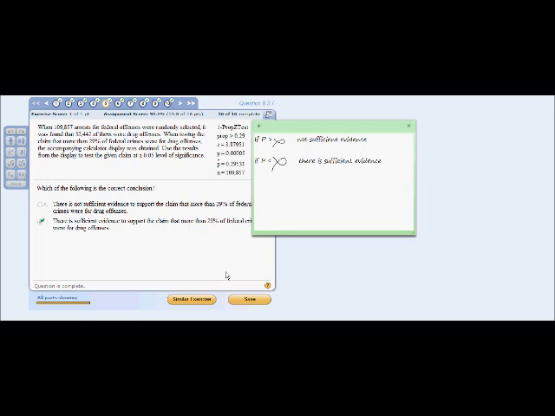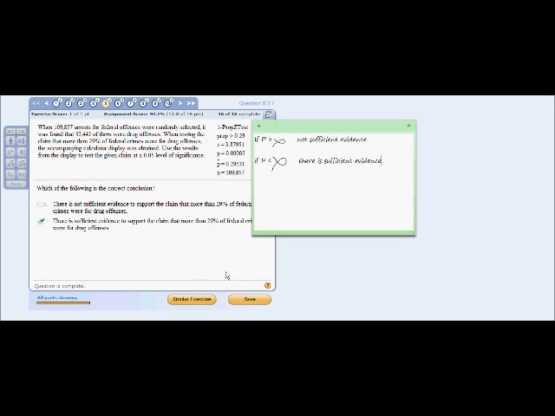And here we move to number 5. When 109,857 arrests for federal offenses were randomly selected, it was found that 32,442 of them were drug offenses. When testing the claim that more than 29% of federal crimes were for drug offenses, the accompanying calculator display was obtained. Use the results from the display to test the given claim at a 0.05 level of significance.